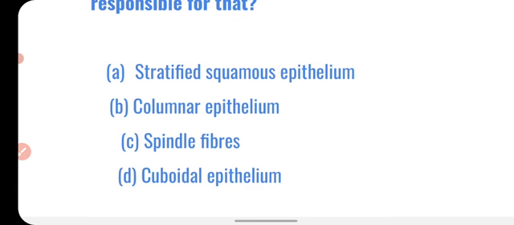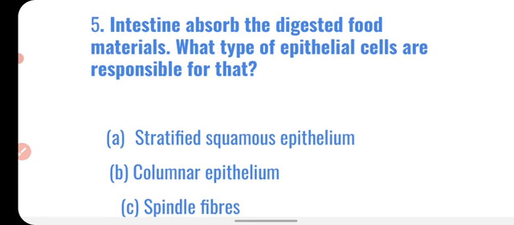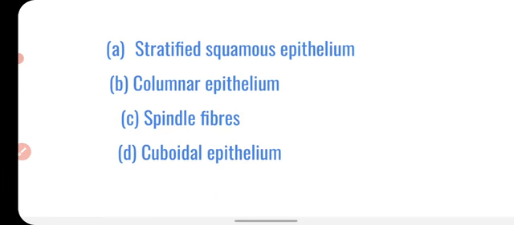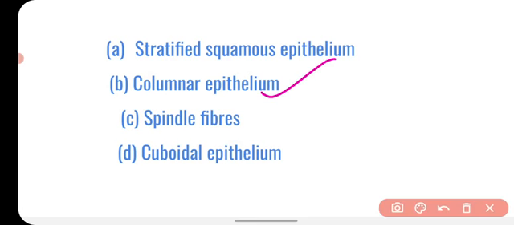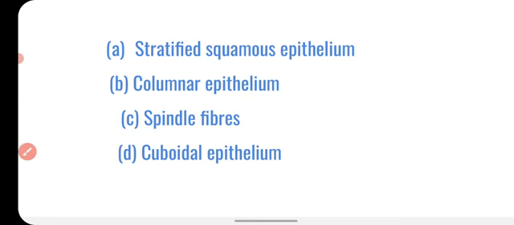Stratified squamous epithelium, columnar epithelium, spindle fiber, cuboidal epithelium. So in the intestine, the digested food gets absorbed. So what type of epithelial cells are there? The cells which are present in the small intestine are columnar epithelial cells. Columnar epithelial cells are the cells which are found in the small intestine, and they absorb the digested food into the blood.